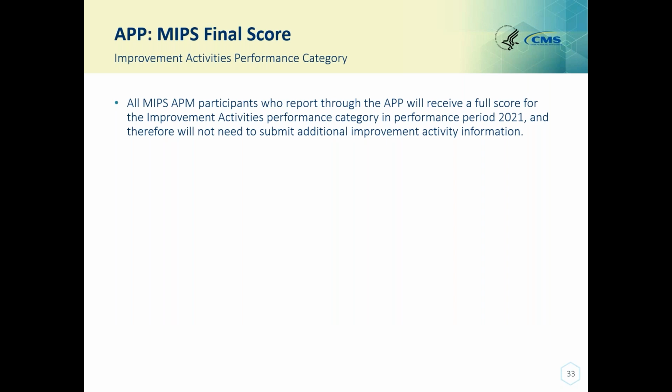So the previous slide talked about the quality performance category. This talks to the improvement activities performance category. In the past, as we've done under the APM scoring standard, if you receive your score under the APP, you will automatically receive full credit under the improvement activities performance category. You're not required to submit any additional improvement activity data. You will receive full credit under that particular category. Next slide.